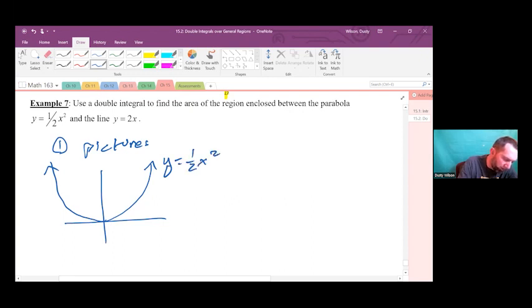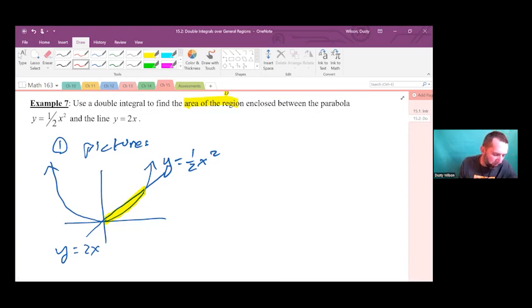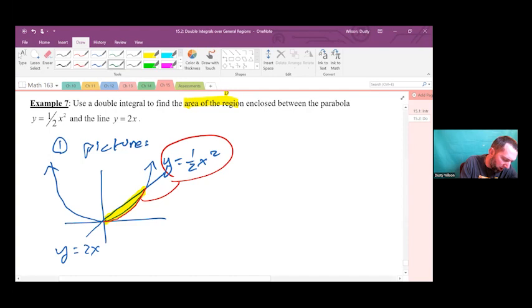And then we have here y equals 2x. And we're looking for the area of the region. We're looking for the area that's bounded in the middle. And you'll notice that the lower part would be the y equals 1/2 x squared, while the upper part would be y equals 2x. And so we're looking for area.